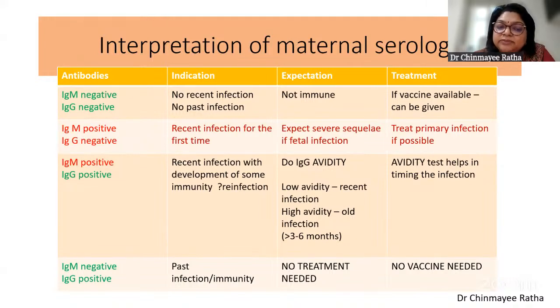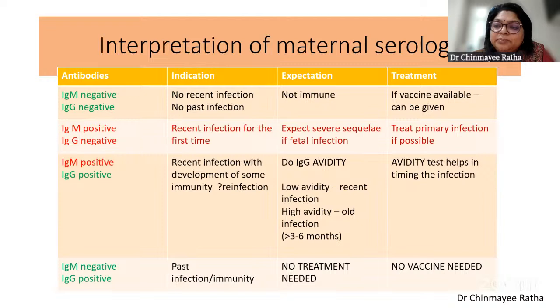If the IgM is positive and IgG positive, then it may be that the IgM has persisted for some time, but the IgG has now taken over. So that could be a recent infection with some immunity which has started to develop. Sometimes it may be an indication of reinfection, and therefore you need to do something called an avidity test. The IgG avidity tells us how long back this infection was there. If it is a low avidity, you will have a recent infection. If it is a high avidity, you would expect an old infection more than 3 to 6 months old. So avidity helps in timing the infection.